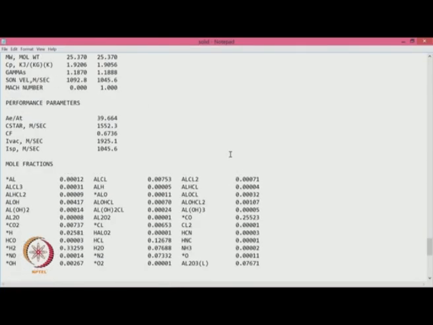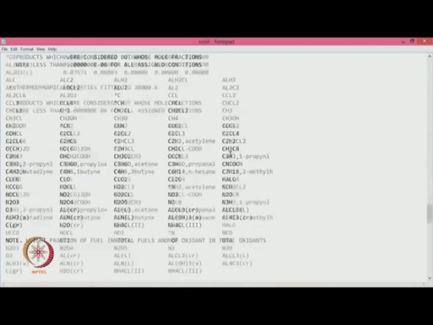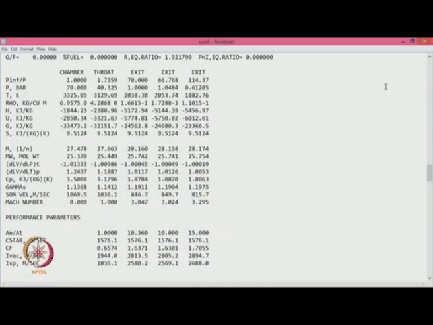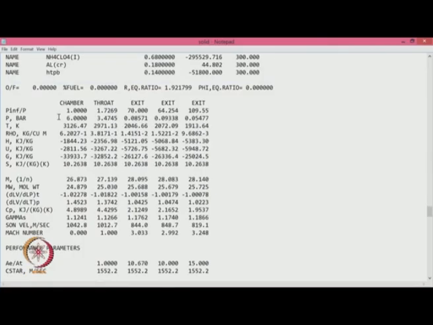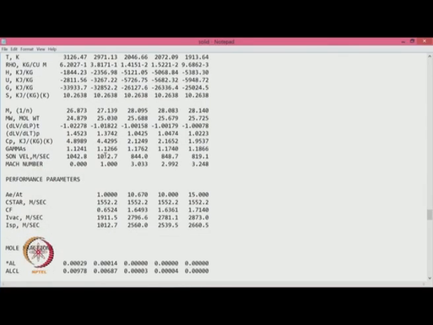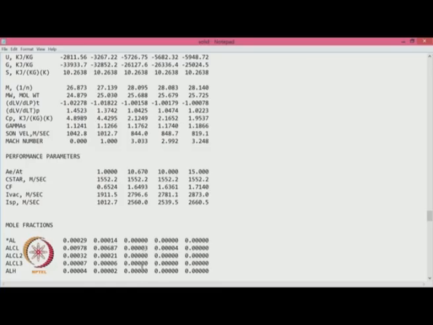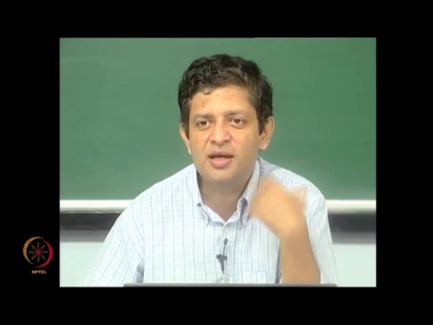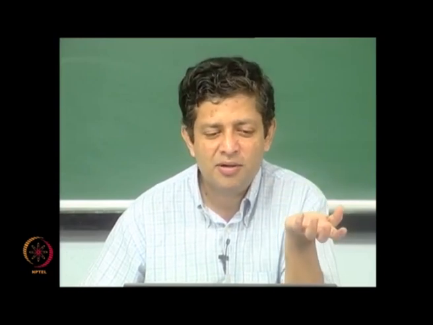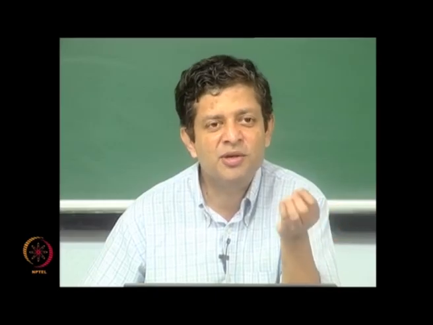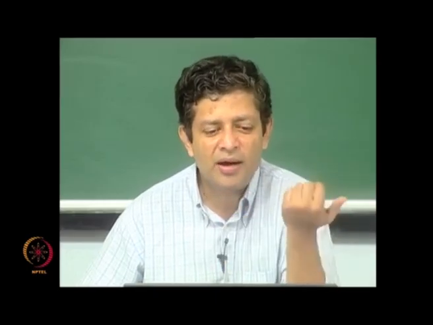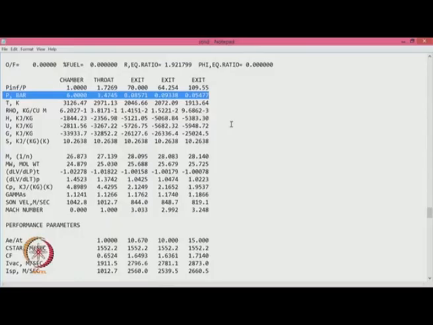Now, one can also look at this. If you lower the pressure to something like 6 bar, you notice that these temperatures are also not very high, because if you look at equilibrium, pressure is also something that determines the equilibrium composition, and therefore the temperatures will depend on the pressure. So, you will get a lower temperature and correspondingly a lower ISP.